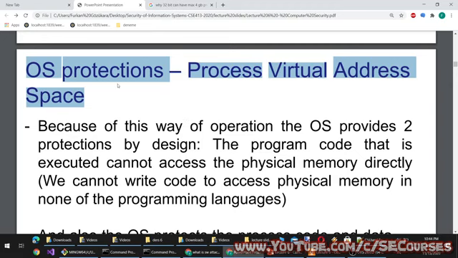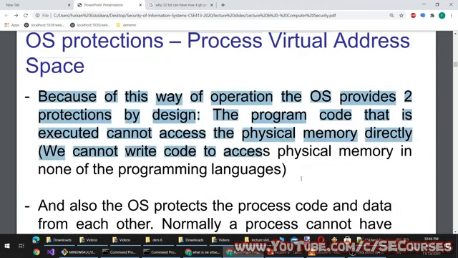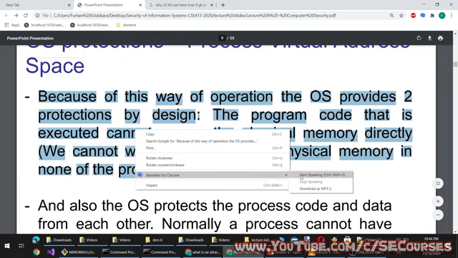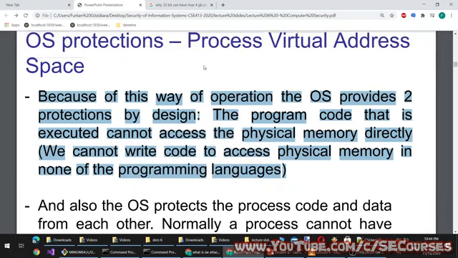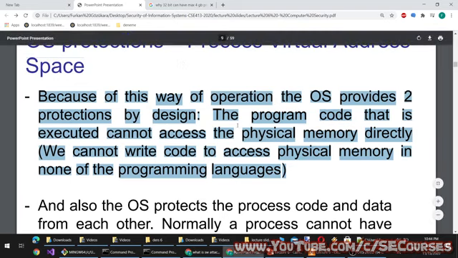OS protections, process virtual address space. We continue with this one. Because of this way of operation, the OS provides two protections by design. The program code that is executed cannot access the physical memory directly. We cannot write code to access physical memory in any of the programming languages.